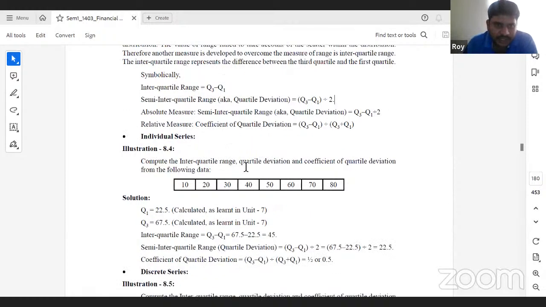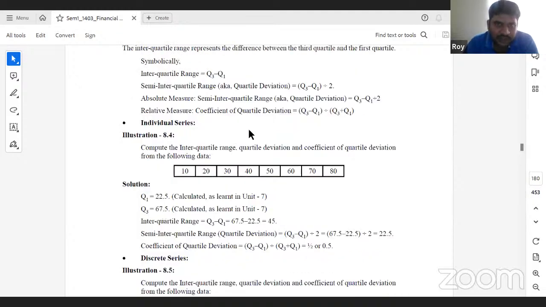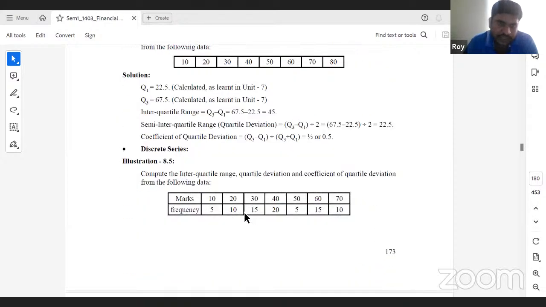Okay, this is important. Individual series: compute the interquartile range, quartile deviation, and coefficient of quartile deviation from the following. Here Q1 is equal to 22.5, and Q3 is equal to 63.5. The interquartile range is Q3 minus Q1, which is equal to 45. The semi-interquartile range is divided by 2, and this you will get.